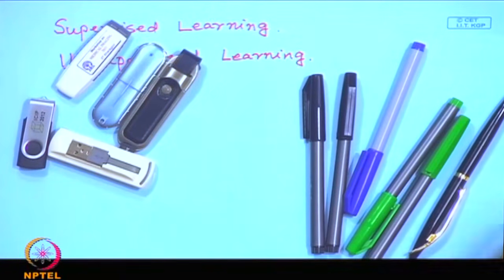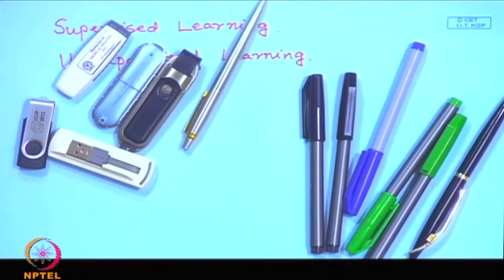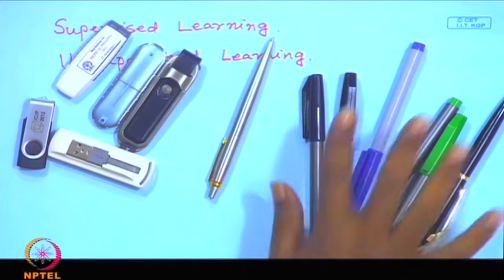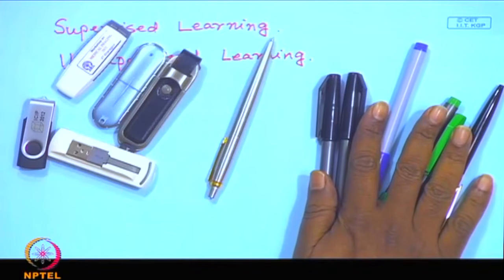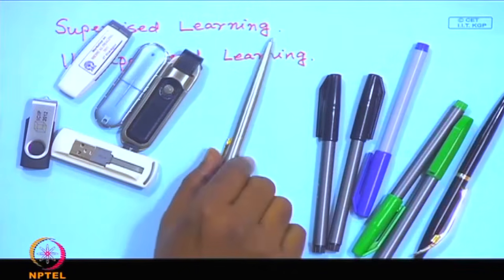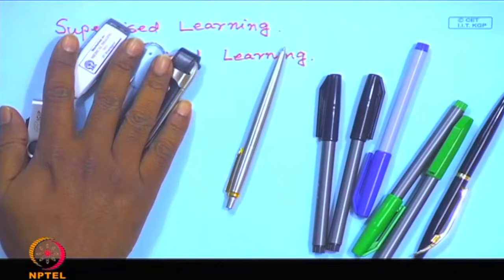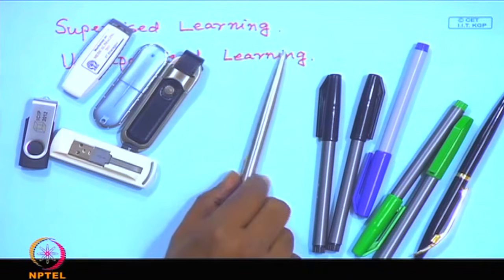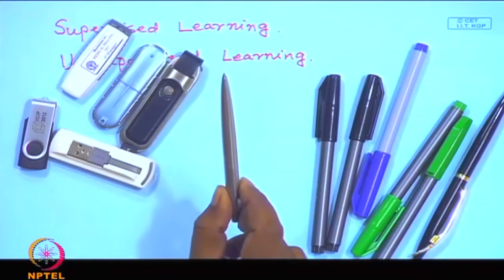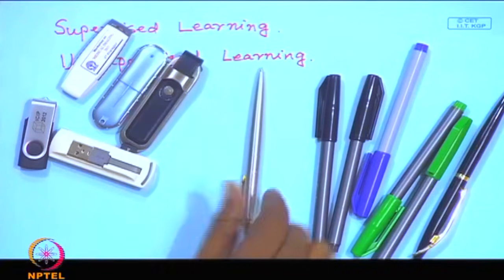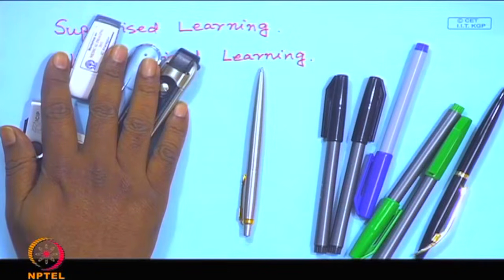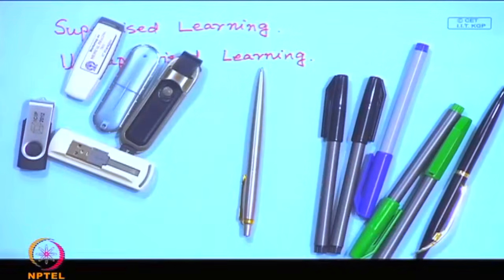Now let us come to our problem. When I have these two sets of objects, and now I put this object, I know that the similarity of this object with this set of objects is more than the similarity of this object with the other set of objects. As a result, I will recognize this object, which is now an unknown object, to be a pen, not a USB drive. So, this is what I mean by supervised learning.